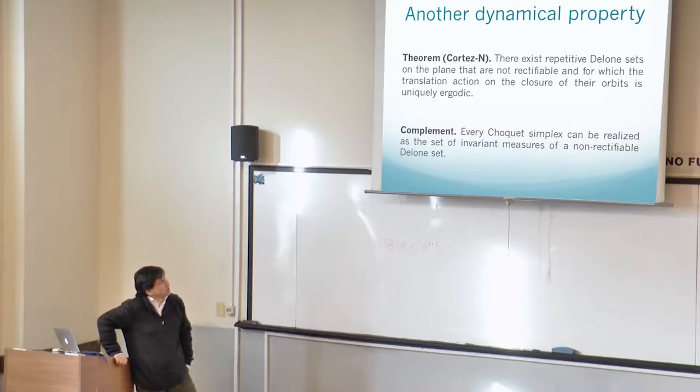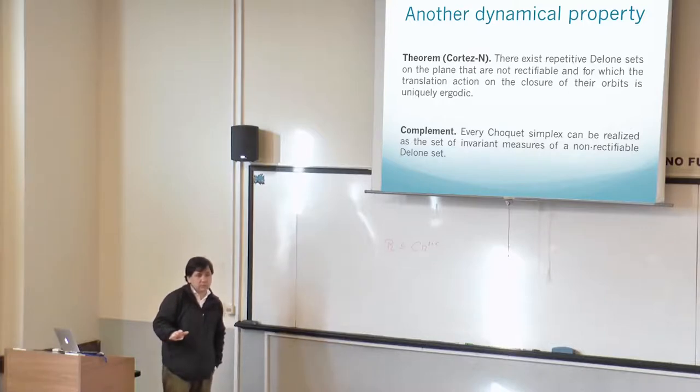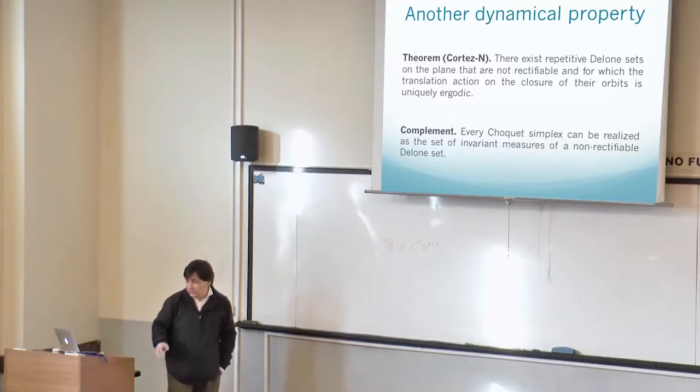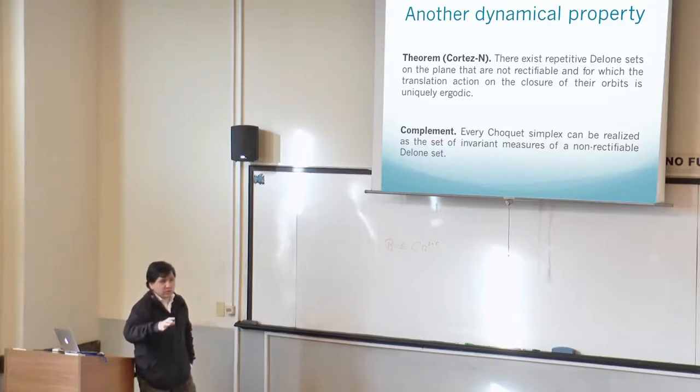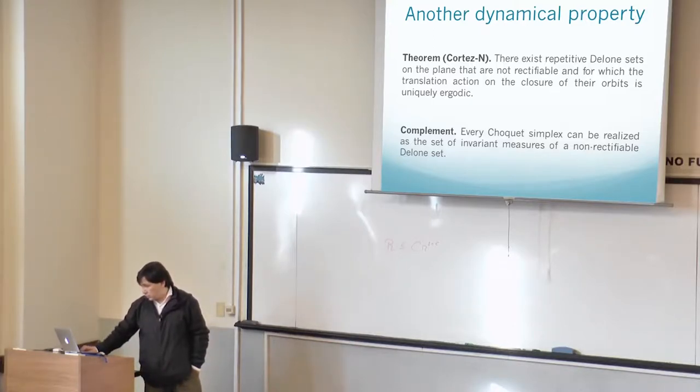So you can construct repetitive Delone sets that are not bi-Lipschitz equivalent to the standard set, and for which the action is minimal, because they are repetitive, and for which the action is, for instance, uniquely ergodic. And even more than that, you can prescribe any set of invariant measures, so any Choquet simplex can be realized as the set of invariant measures of a repetitive non-rectifiable Delone set. So you can do whatever you like, and somehow there is no relation between the geometry of the Delone set and the dynamical properties of the translation action on the closure of this set. Okay? This is the point.